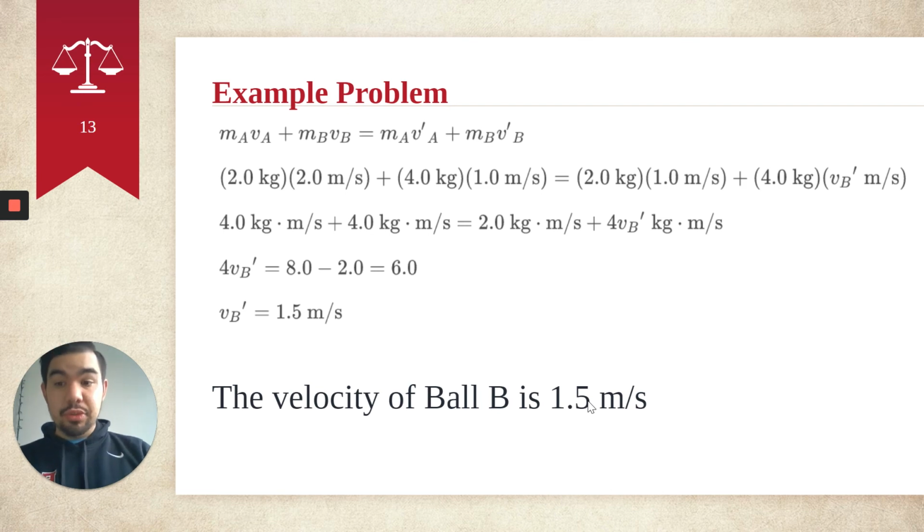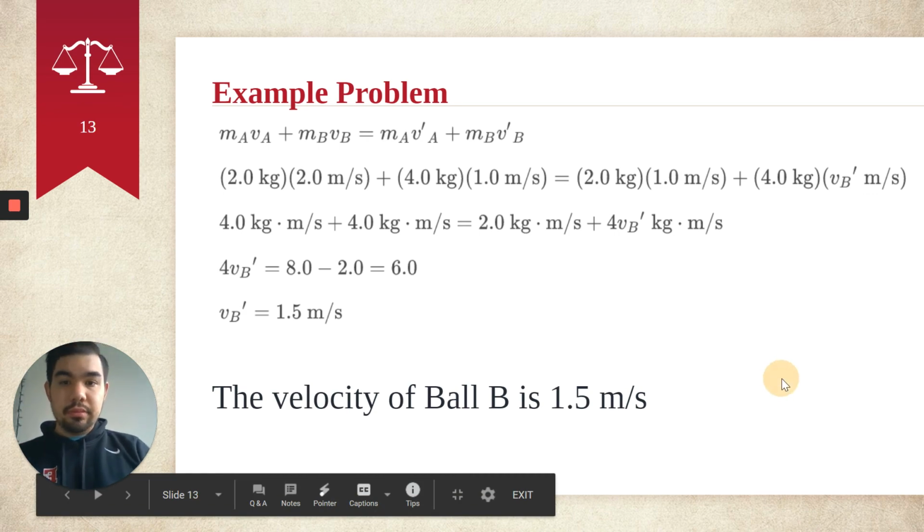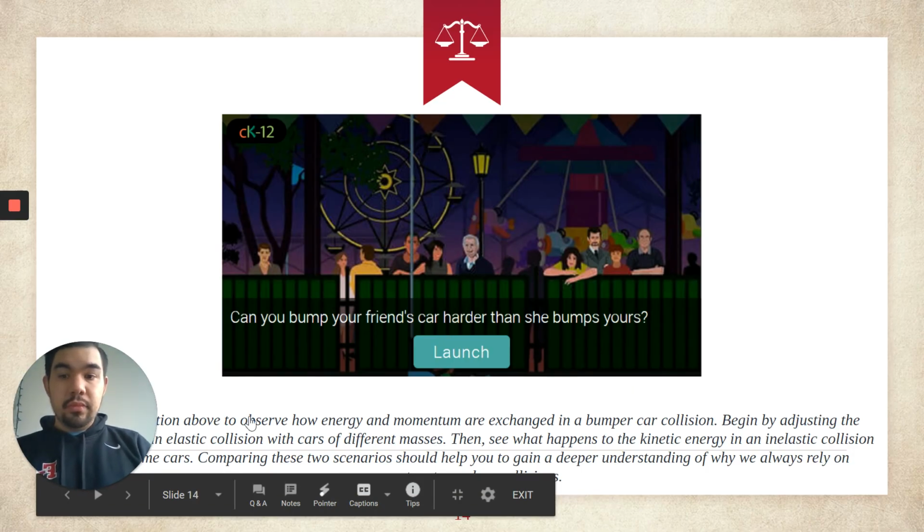Now, if we were to make a visual example of this, we would have the slower ball in front, the faster ball in back. After the collision, the velocity of ball A is now cut in half, and the velocity of ball B has increased by 50%.